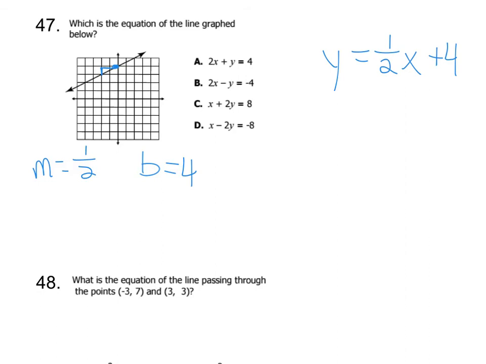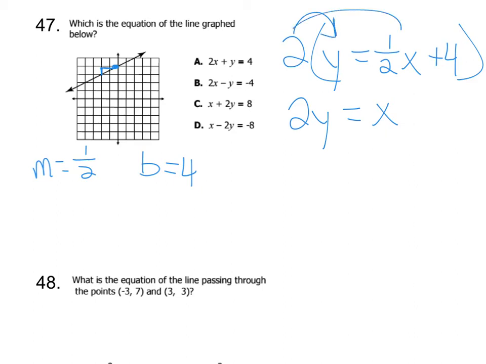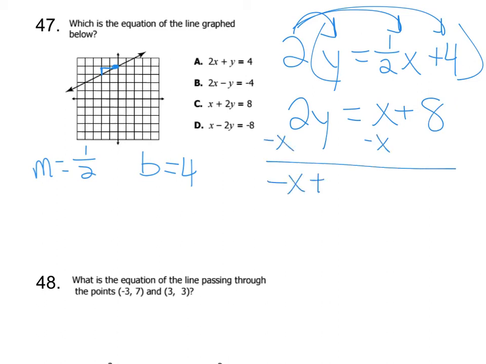Now we need to put that in standard form. So the first thing we do is we look for that fraction, and we are going to multiply through by 2 to get rid of that fraction. So we get 2y equals x plus, and 2 times 4 is 8. Then what we did in class is we moved this over here, and we got -x + 2y = 8. Well, I look over here, and it doesn't match any of these exactly.